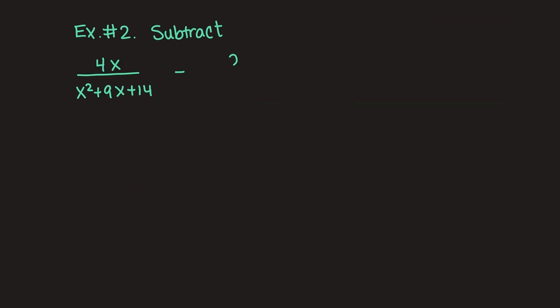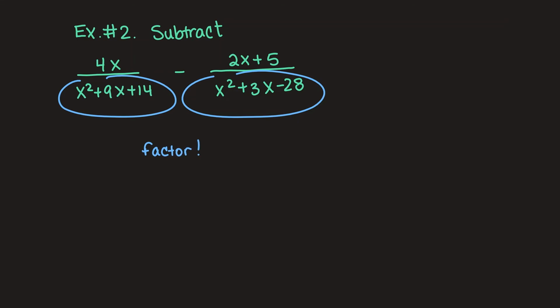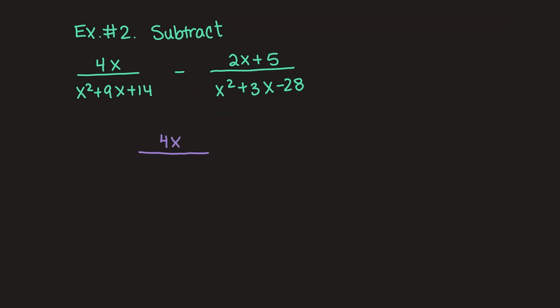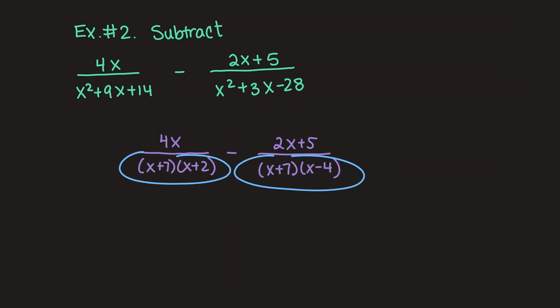For the next example, again, we will first have to factor the denominators. So the first denominator factors to x plus 7 times x plus 2. And the other denominator factors to x plus 7 times x minus 4. And since the denominators are not the same, we will need to find the LCD.